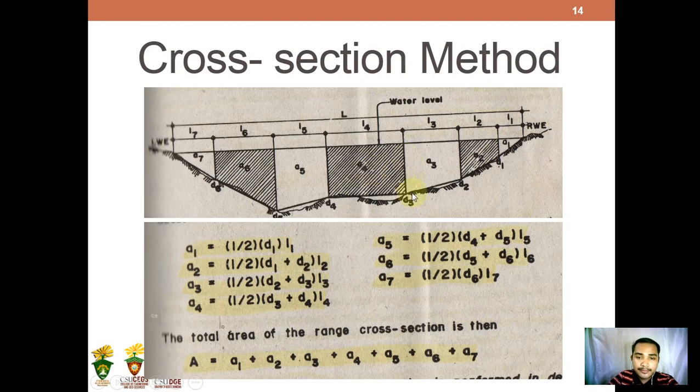So, for illustration, for example, this is the right water edge and this is the left water edge. And we have here area 1, 2, 3, 4, 5, 6, 7. So for area 1 and area 7, we're going to use the formula for area of a triangle, and in the middle, like for example 2, 3, 4, 5, and 6, we're going to use the formula for getting the area of a trapezoid. And to get the total area of this cross section or this range line is just add all the areas that you've computed from area 1 until area 7.